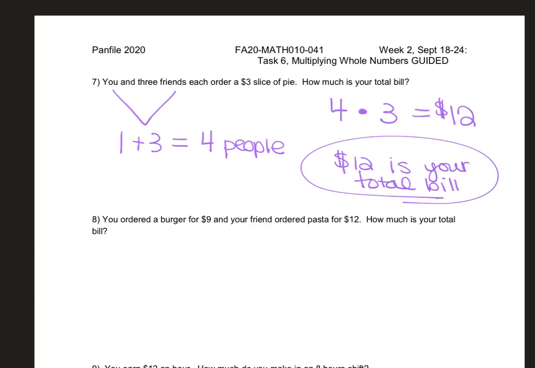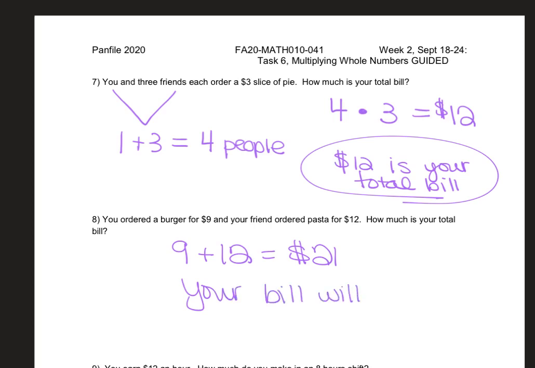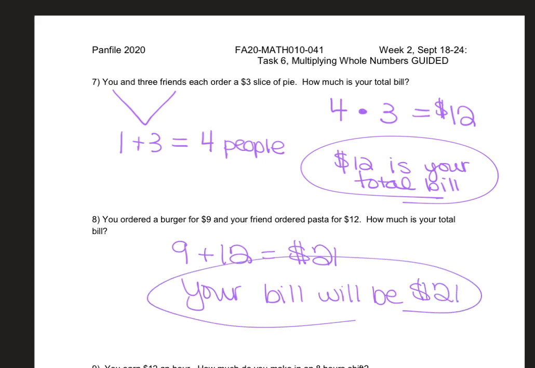You ordered a burger for $9 and your friend ordered pasta for $12. How much is your total bill? Okay, so for this one, even though it's on a multiplication page, remember, you've just done addition on the previous couple. If you ordered a $9 burger and your friend ordered $12 pasta, your bill will be $21, because you're going to add your bill and your friend's bill.